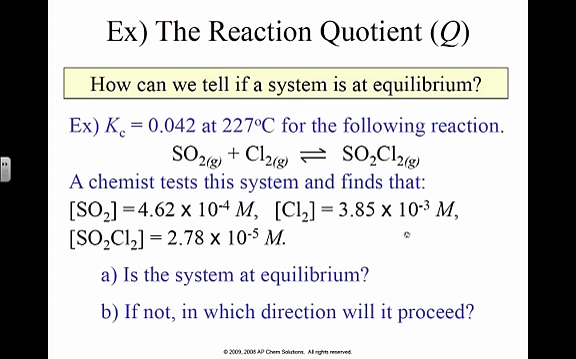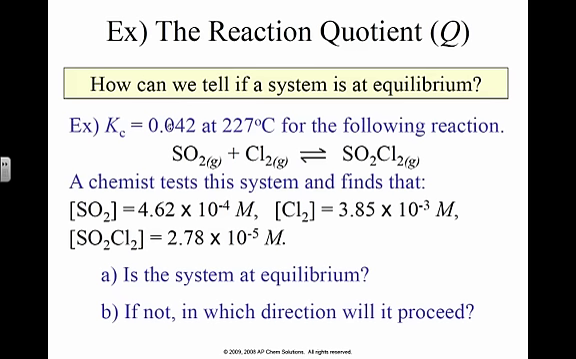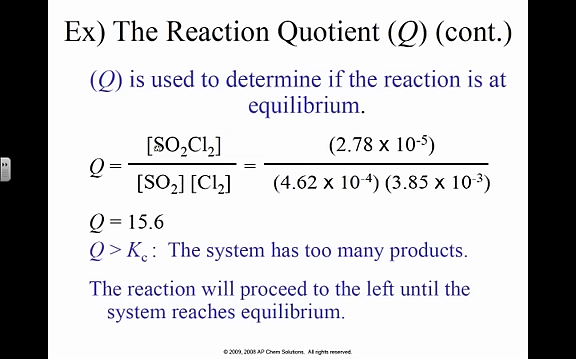So I'm going to plug these numbers in right here into my K expression, but it's going to be solving for Q. Plug in my numbers, and when I solve, I get 15.6. If you'll remember, K was 0.042. So Q is larger than K.